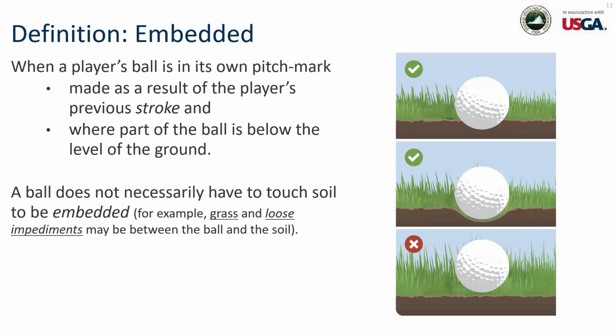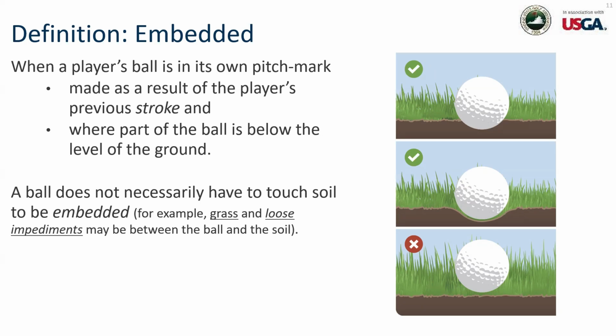So that first one is clearly part of that ball is underneath the ground. The second one, it's caused that indentation that's clearly broken the ground. But that third one, maybe it's a little bit of rough and that ball looks like it's embedded, but it's just sitting down deep in the rough, but it hasn't actually broken the ground. That one would not be embedded and you would not be entitled to relief in that situation. But the first two, since they've both clearly done those two things, assuming it's the player's own pitch mark and as a result of the player's previous stroke, we're good. It's broken that surface of the ground. It's embedded. No problem there.